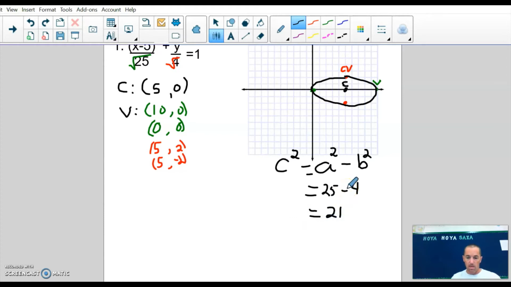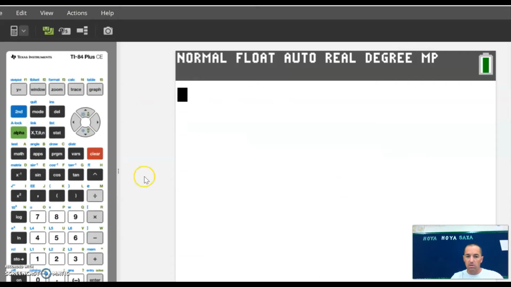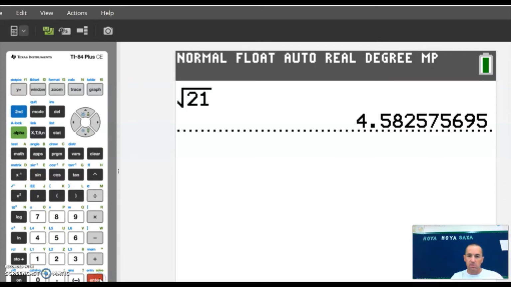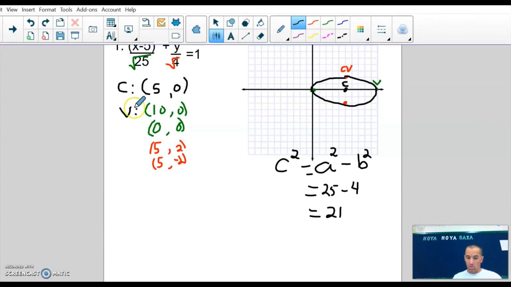I'm going to go over to our calculator, and I'm going to take the actual square root of 21. I want to know what that decimal value is. So it's 4.6 essentially. We did c squared equals 21, so c was 4.6. That 4.6 becomes the distance.